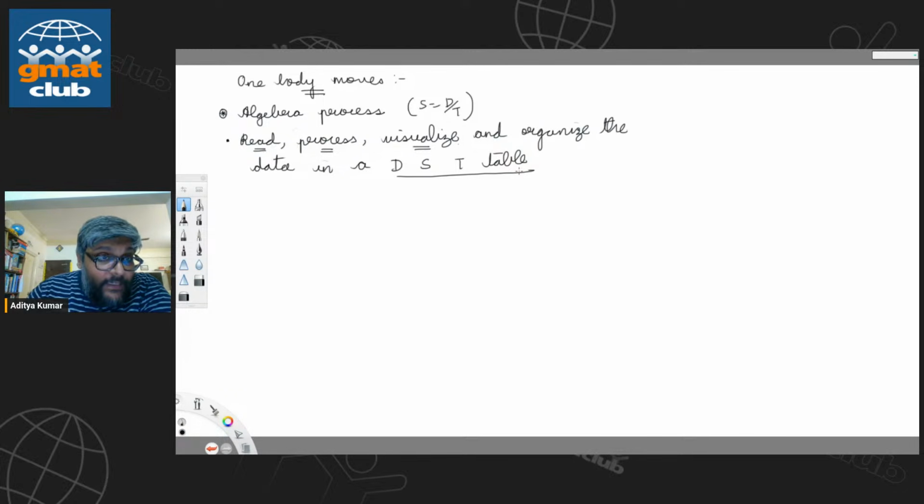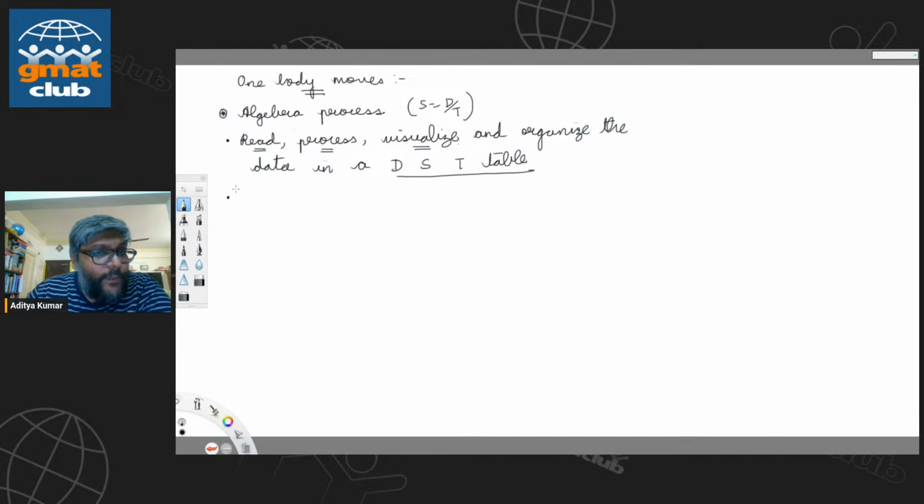Okay. People ask me about the GMAT. I always tell them, the GMAT is predominantly a reading and processing question. There's a lot of reading involved, active reading that you'll have to develop. So when you're working with word problems, learn to develop that process of reading and breaking down questions. So read, process, visualize, and organize the data in a nice distance, speed, and time table.